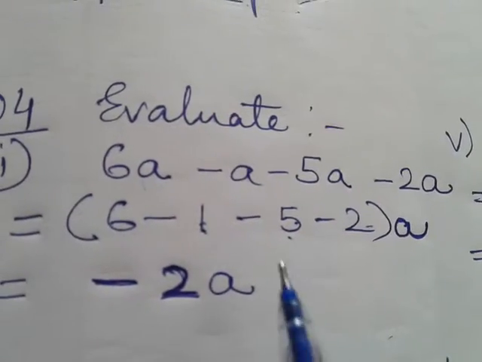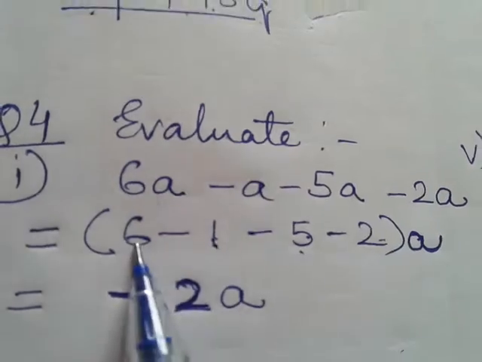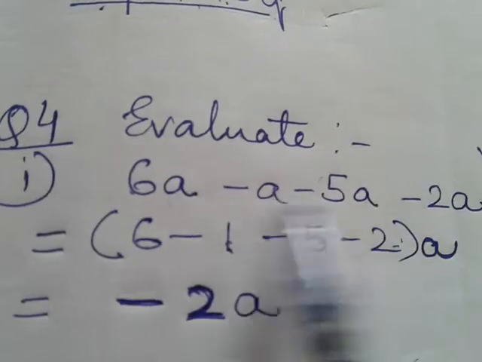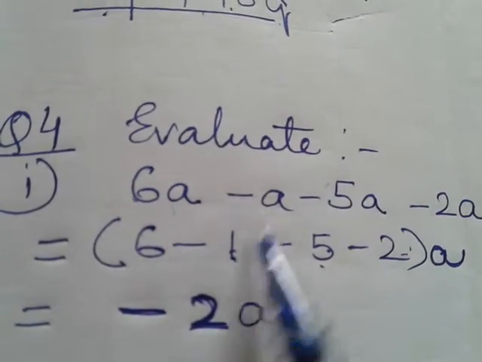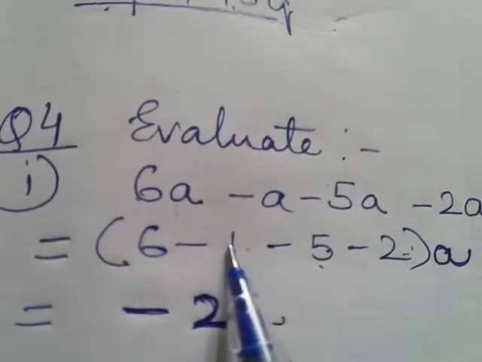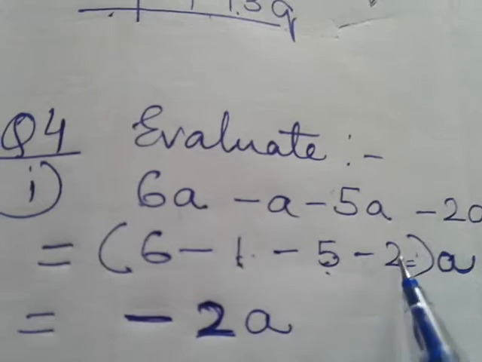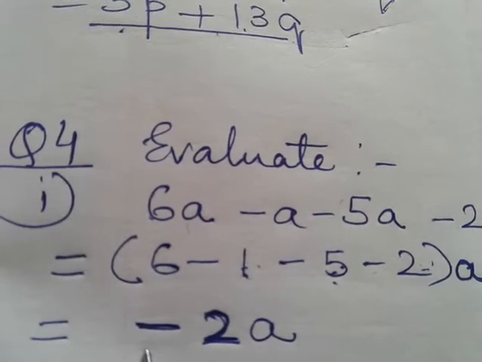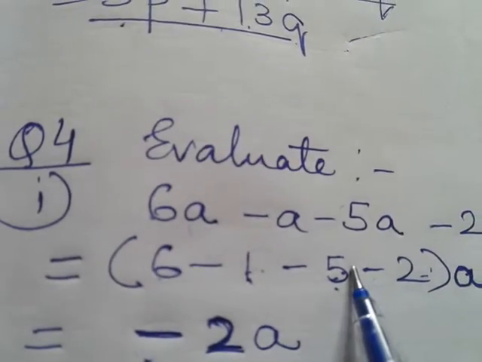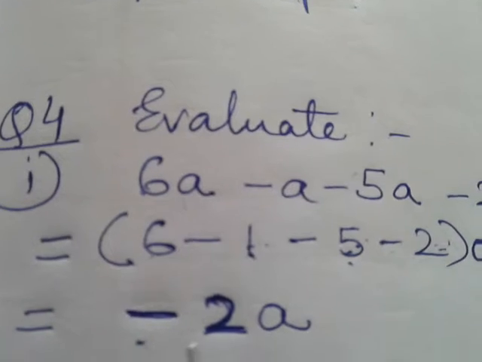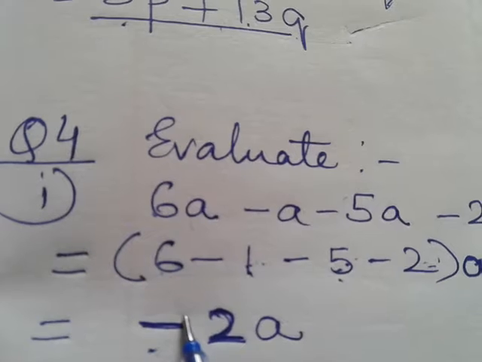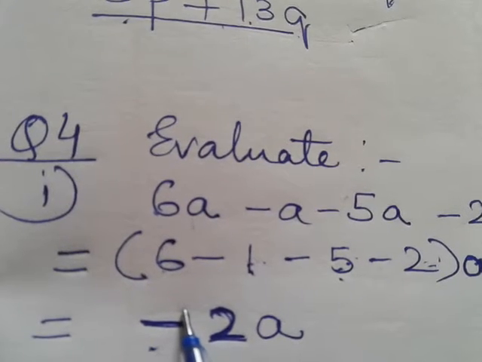So 6a minus a minus 5a minus 2a. For my convenience, I have written all the numerical coefficients: 6 minus 1 minus 5 minus 2. A means 1 here. So 6 minus 1, 5. 5 minus 5, 0. 0 minus 2, don't write 2, it is minus 2. Plus minus, minus, the sign comes of minus.